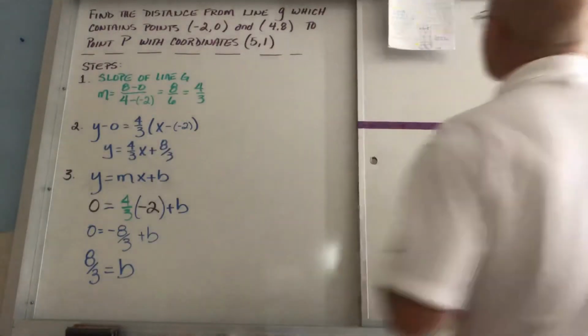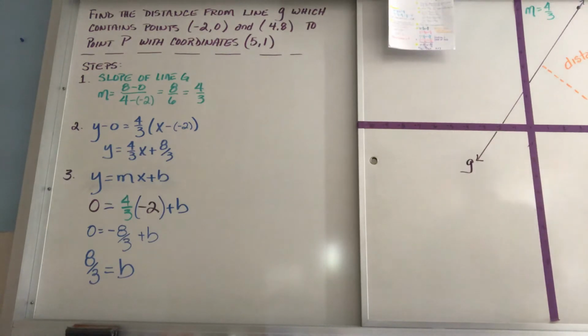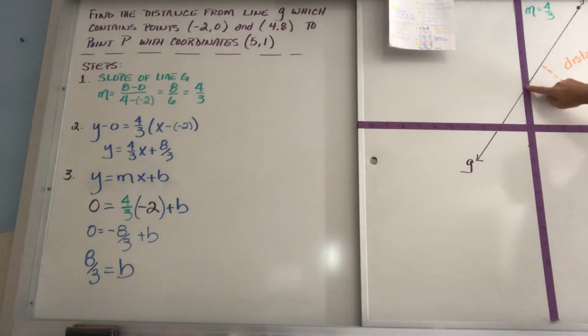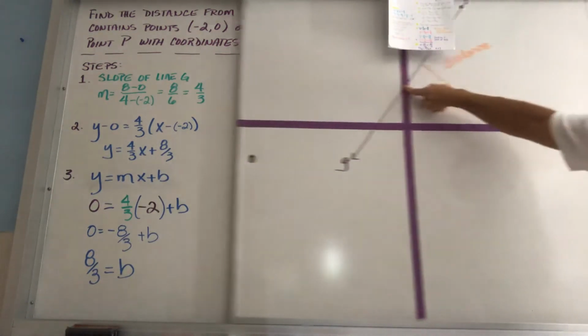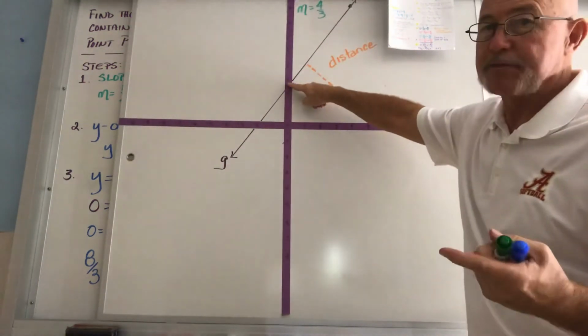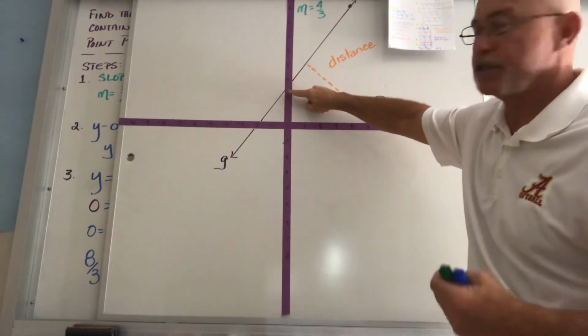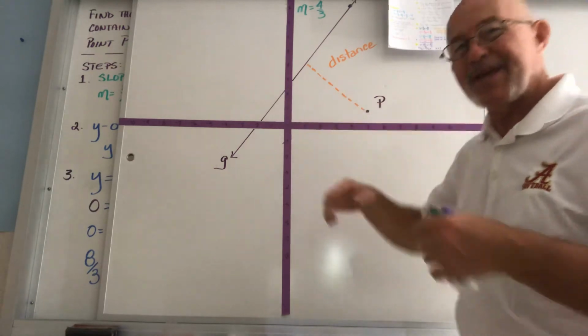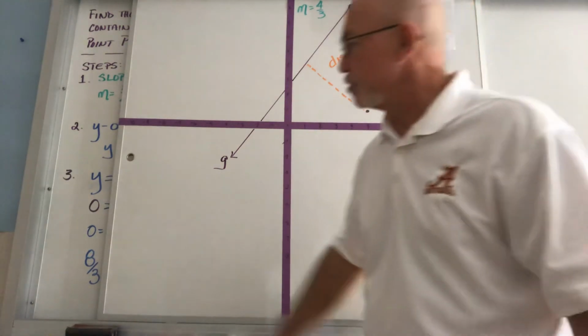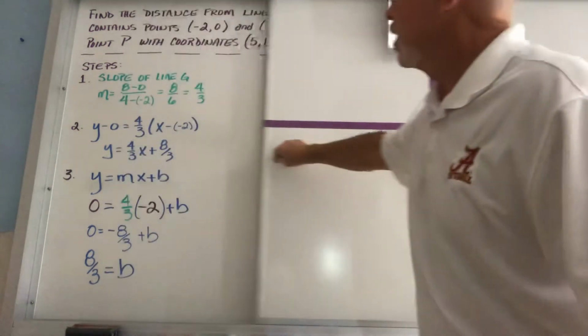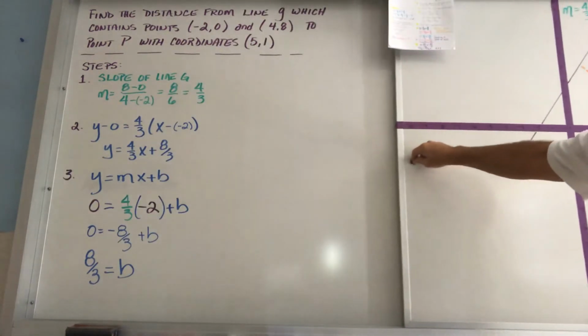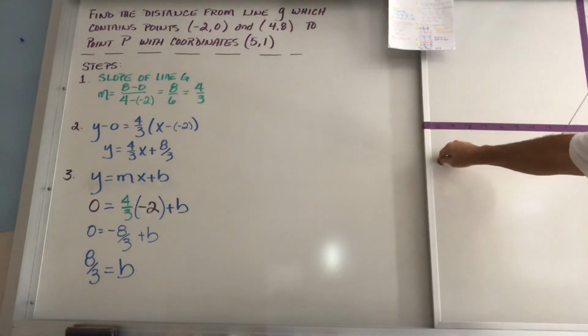Okay, that's where it crosses the y-axis, which is right about here. Okay, and that's absolutely correct. There's 3, there's 2. 8/3 is about 2 2/3. That's where it's supposed to be. Okay, so now we've got our y-intercept.